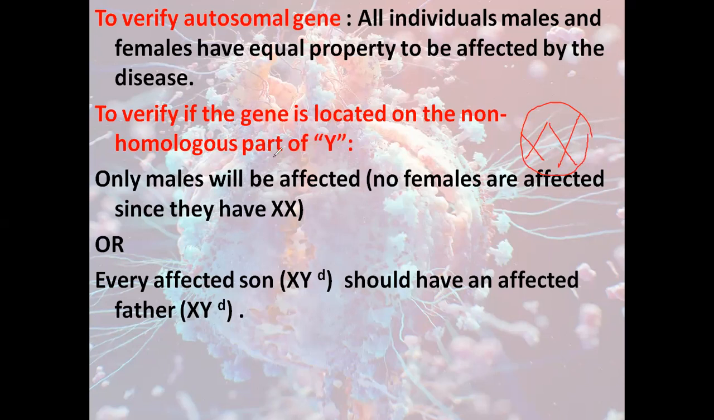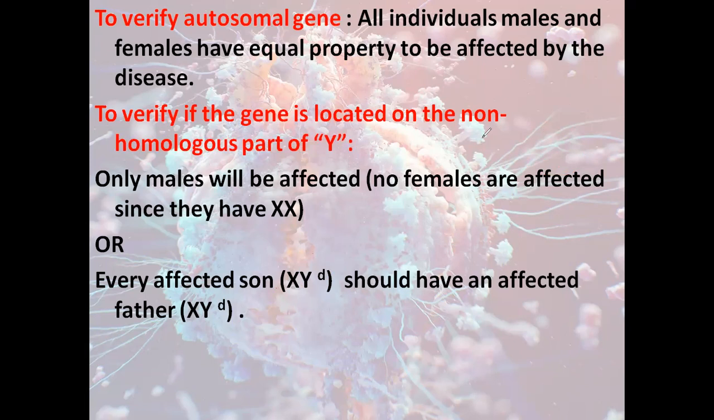Or every affected son, we said that it's found on the non-homologous part of Y. Imagine that the son is affected by the disease and has the genotype XY^D. So this Y^D will be inherited from where? From his father. His father is also affected. But if his father is not affected, then it's not the case. So every affected son should have an affected father. If it's like this, then the gene is located on the non-homologous part of Y. If it's not like this, then this is not the case.